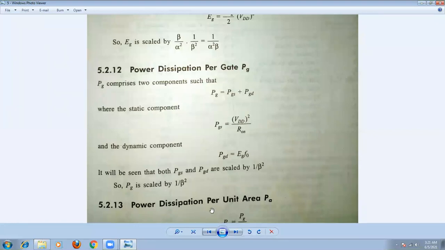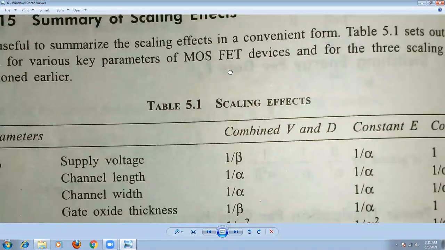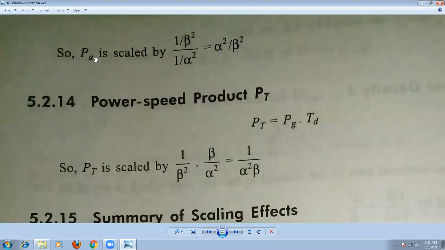So power dissipation per unit area, PA, is nothing but the power dissipation PG per area AG. Therefore, power dissipation is equal to 1 by beta square divided by the area scaling, 1 by alpha square. That is equal to alpha square into beta square, right? Like this, you can scale down the power dissipation per area.